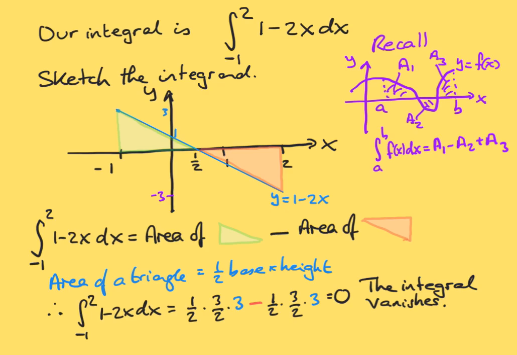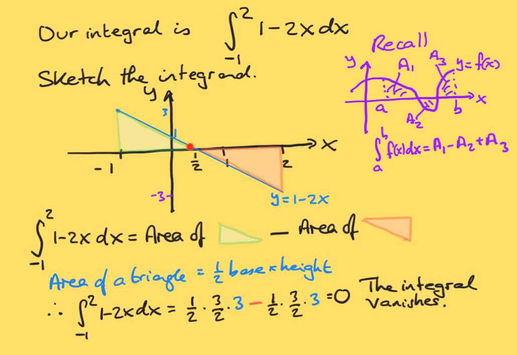And it crosses the x-axis at x is equal to a half, because if y is 0, 1 is equal to 2x, so x is 1 over 2. And it's not so important, but it crosses the y-axis at y is equal to 1, because if x is 0, y is 1.